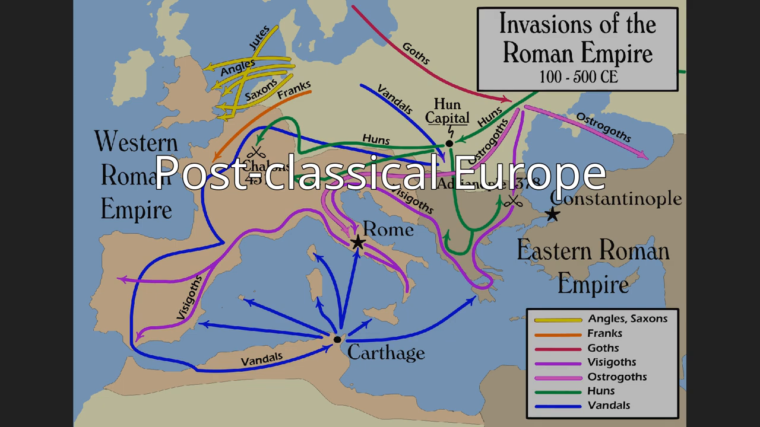Post-classical Europe. The Middle Ages are commonly dated from the fall of the Western Roman Empire, or by some scholars, before that in the 5th century, to the beginning of the early modern period in the 16th century, marked by the rise of nation-states, the division of Western Christianity in the Reformation, the rise of humanism in the Italian Renaissance, and the beginnings of European overseas expansion.